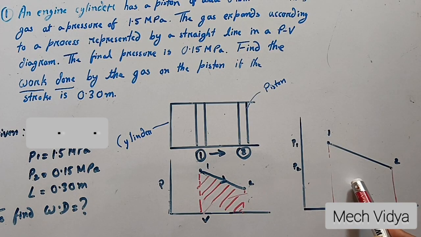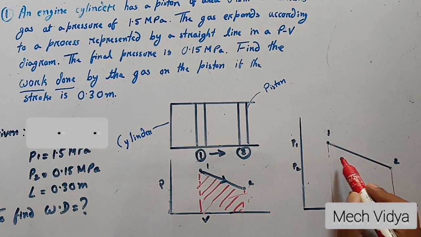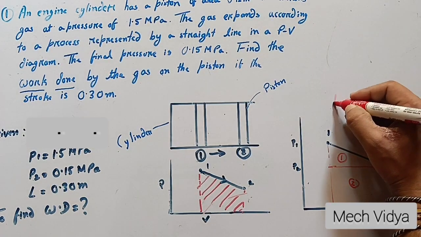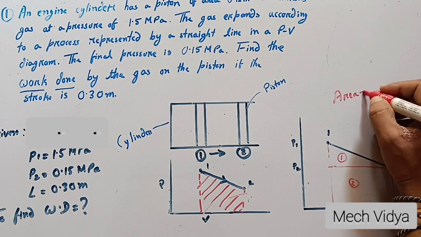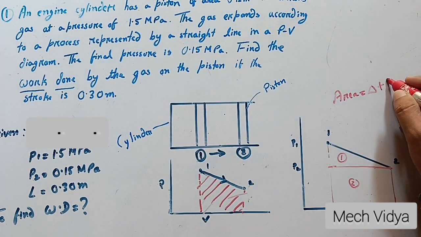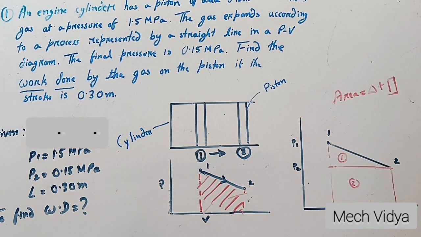So if I draw the same figure on a bigger scale, I have to compute the work done under this 1, 2 line. What I can do is divide this area into two parts, a triangle and a rectangle. It is easier for me to find out the area of a triangle and the area of a rectangle and then add them. So this is one of the approaches. Just find out the area of the triangle and the area of the rectangle from this figure and add them.